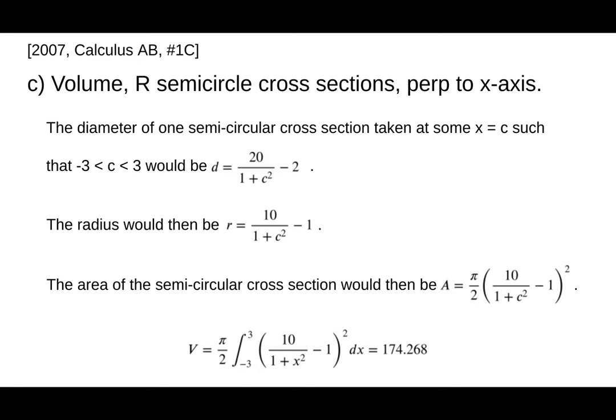And again, this is a calculator active question. I would not bother trying to do this by hand. Turns out it's 174.268. Use your calculator to get that. Move on.